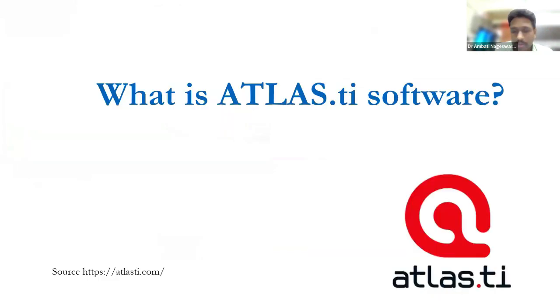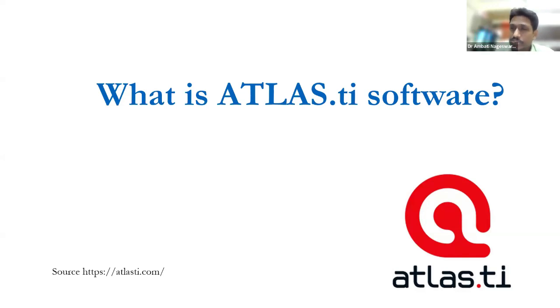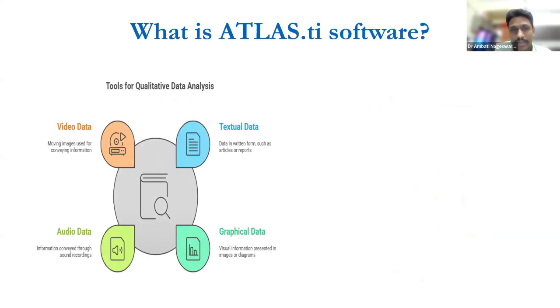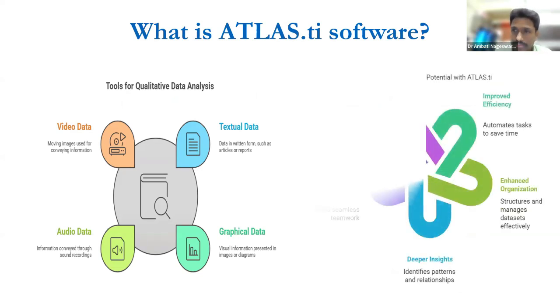Now coming to what ATLAS.ti software is. As you all know, there are so many software packages available, like NVivo and MAXQDA, right? But ATLAS.ti is one of the best among the competitors. This product was launched in the year 1993 as the first commercial product. In terms of usage, one can use text files, non-text files, and also graphical images as part of your qualitative data analysis.